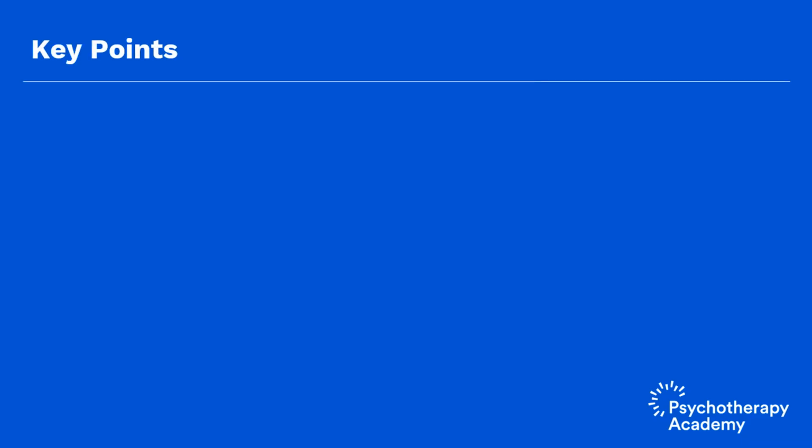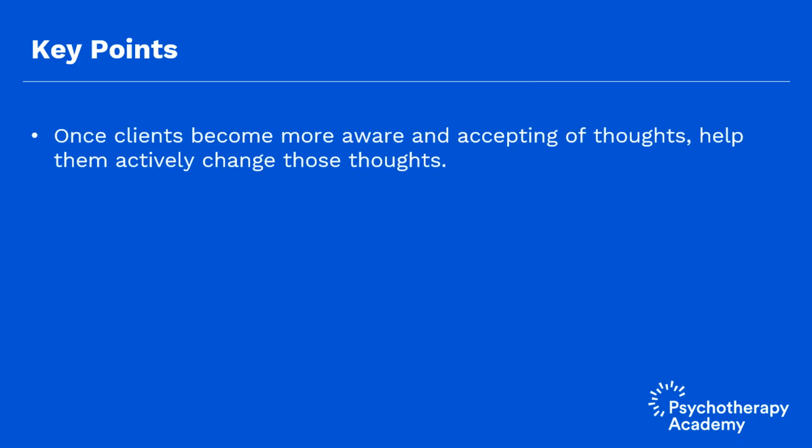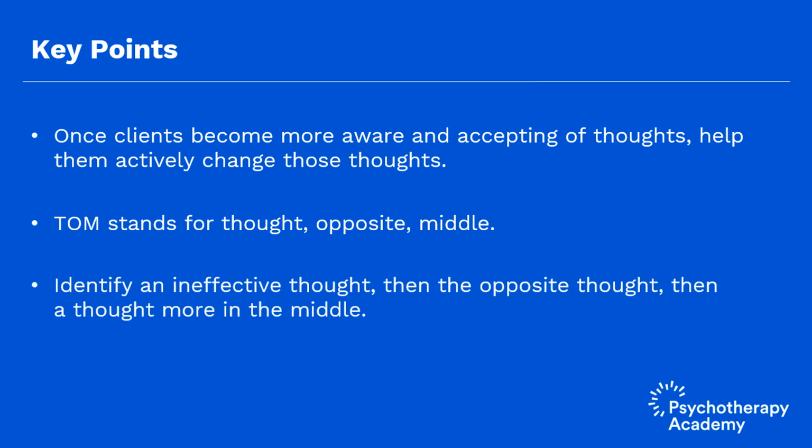Okay, so let's summarize a few of the key points that we covered in this video. So point number 1. Once we have helped clients become more aware and more accepting of their thoughts, sometimes we need to help them actively change those thoughts. TOM is a simple acronym which stands for thought, opposite, middle. First, help the client identify an ineffective thought. Next, help the client identify the exact opposite of that thought. And finally, help the client identify a thought that is somewhere more in the middle between those two extremes.